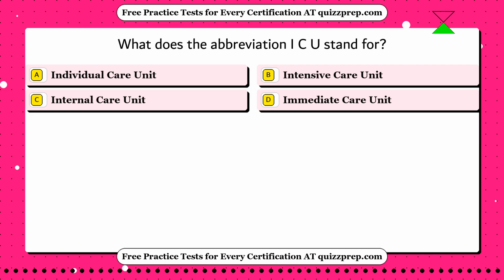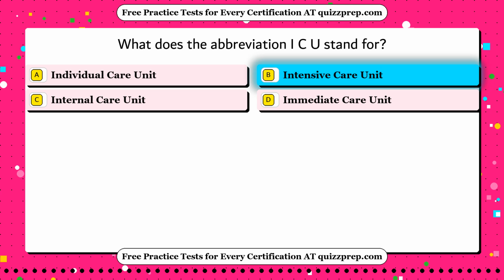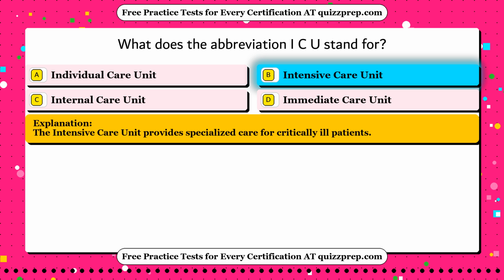Question 54. What does the abbreviation ICU stand for? Option A, individual care unit. Option B, intensive care unit. Option C, internal care unit. Option D, immediate care unit. The correct answer is option B, intensive care unit. The intensive care unit provides specialized care for critically ill patients.